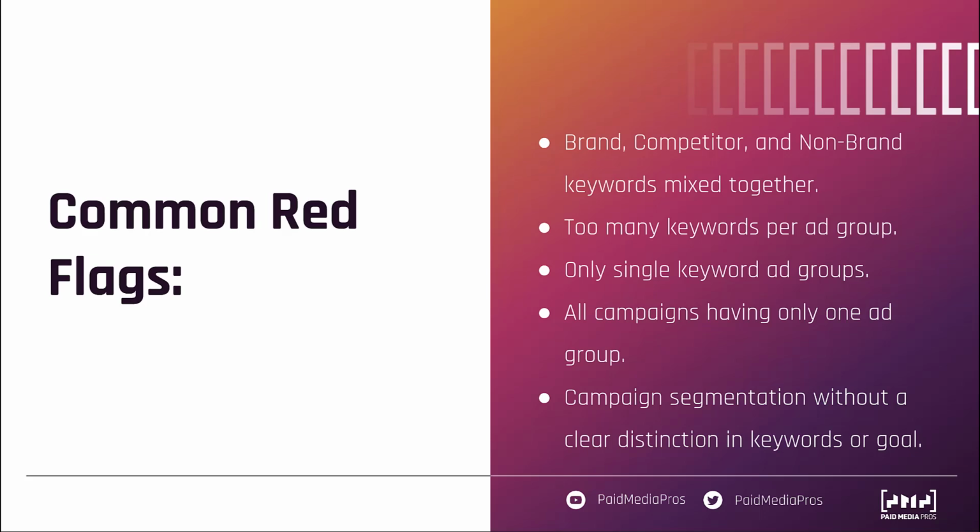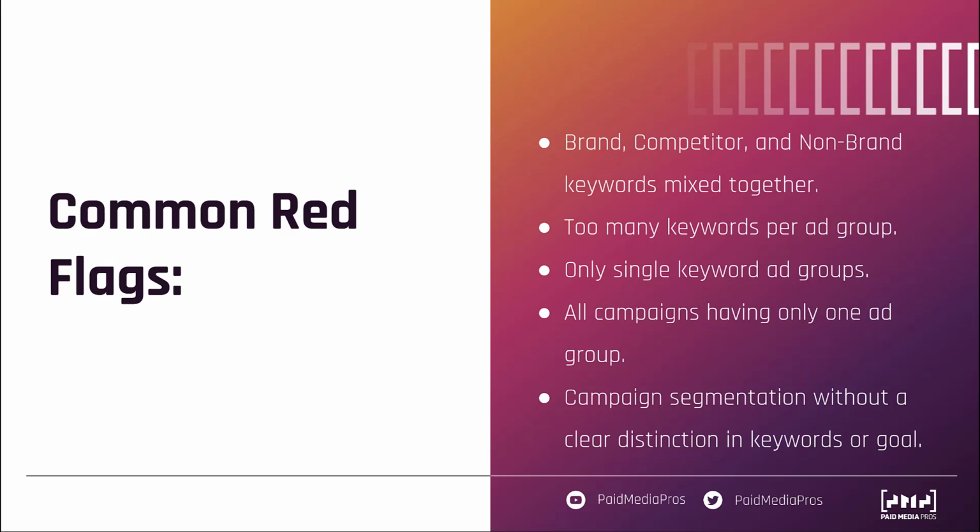We come across a lot of accounts that have maybe 5 to 10 campaigns, but each one has one single ad group and tons of keywords just chucked in there. So that's something that we commonly are talking about, trying to find some reasonable segmentation. But we also find a lot of accounts, which is this last bullet here, that has campaign segmentation without a clear distinction in the keywords or goals.